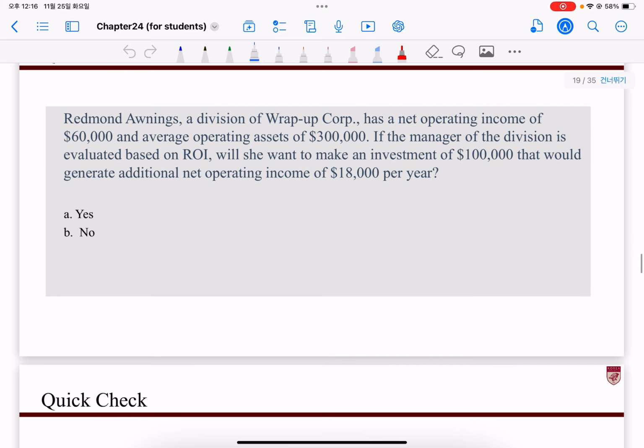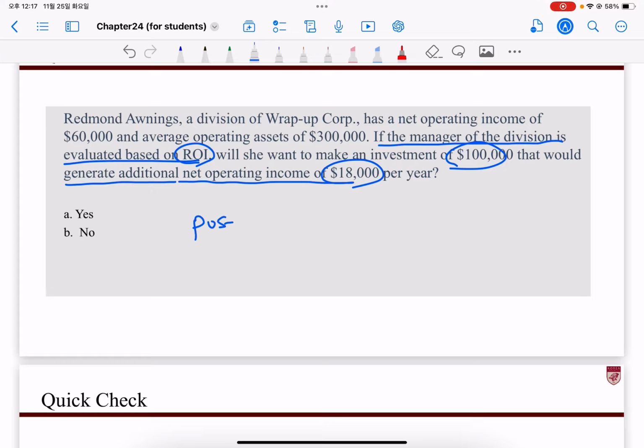Now we have the same example, but now let's say that the manager of the division is evaluated based on ROI. Will she want to make an investment of $100,000 that would generate additional net operating income of $18,000? Okay. So now, how does the post-ROI look like?